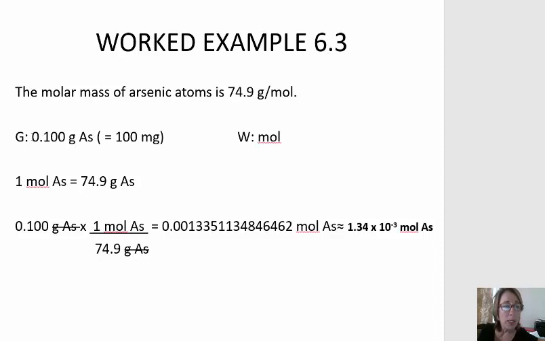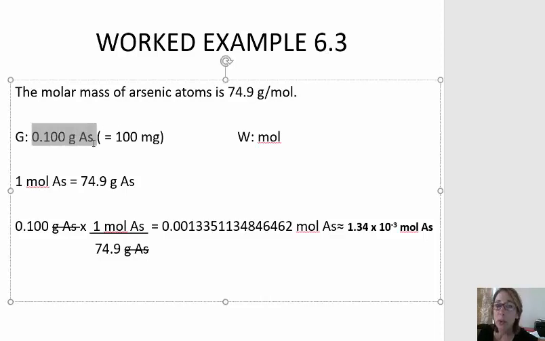All right, so now we know that our mass is 0.100 grams. We want moles. Here's our conversion factor between moles and mass, or our conversion equality. 1 mole of arsenic equals 74.9 grams of arsenic. So we start off with 0.100 grams of arsenic, and we multiply by the conversion factor. Since grams is what we want to cancel out, the 74.9 grams goes in the denominator of the conversion factor, and 1 mole of arsenic goes in the numerator. Looking at our units, grams of arsenic divided by grams of arsenic cancel out, and we're left with units of moles of arsenic, which is the units of our final answer.